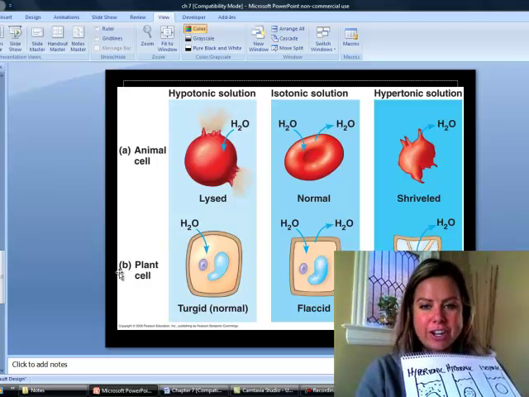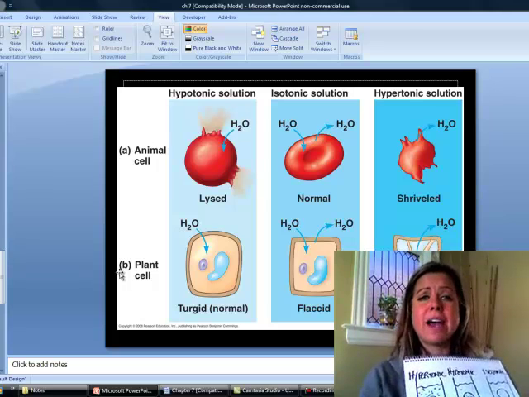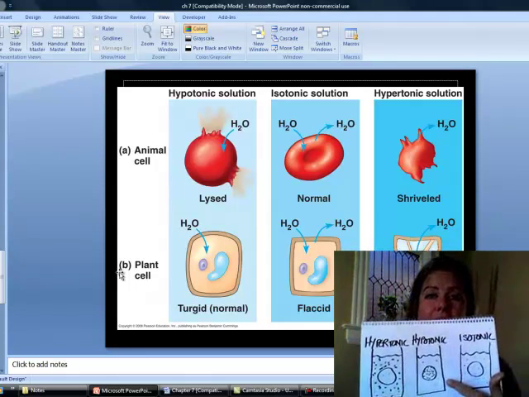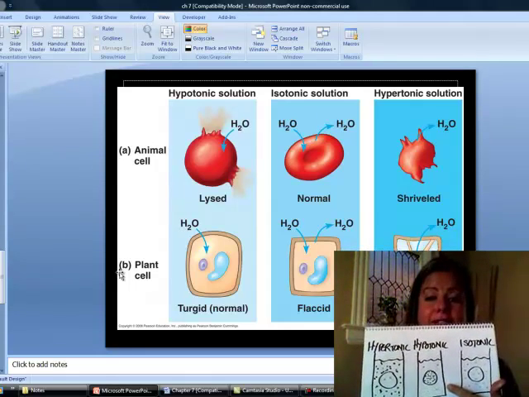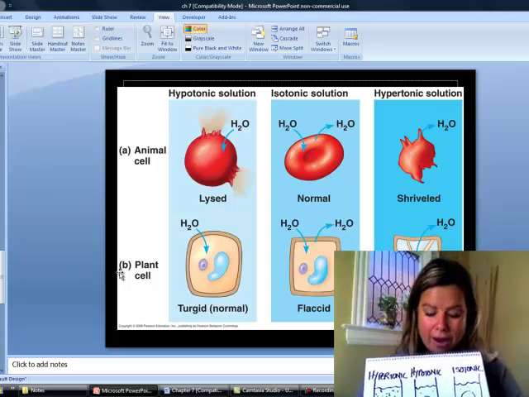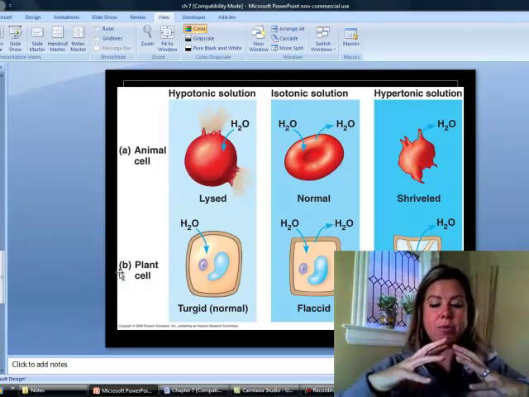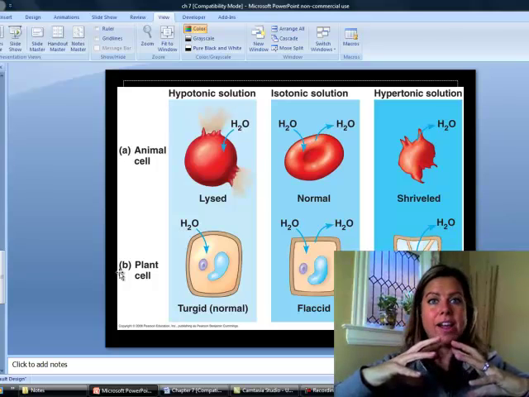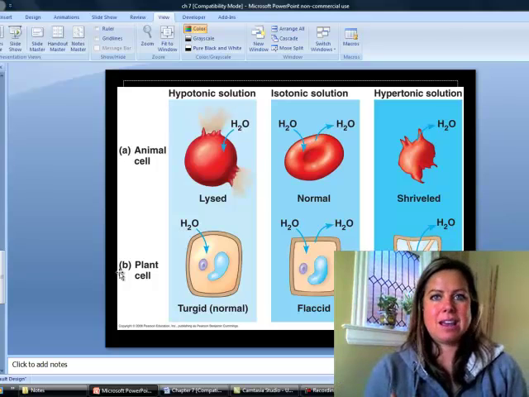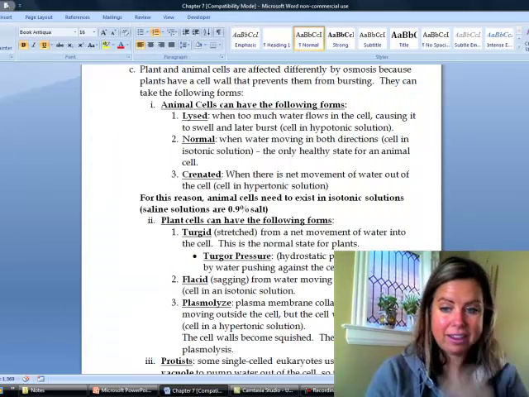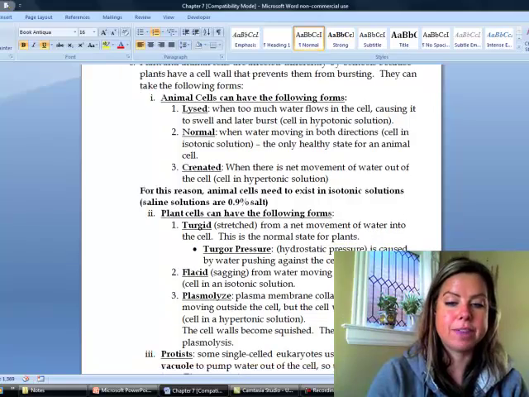And then you've got turgid. This is going to be how a plant cell likes to be. And that's going to be when it's in a hypotonic situation. And so what happens is it's going to take in water, right? Water's going to go in. And what's going to happen is it's going to cause the membrane to push out against that cell wall. And that's what makes a plant able to kind of stand up. So those are going to be the three ways that a plant cell can look in response to those situations.